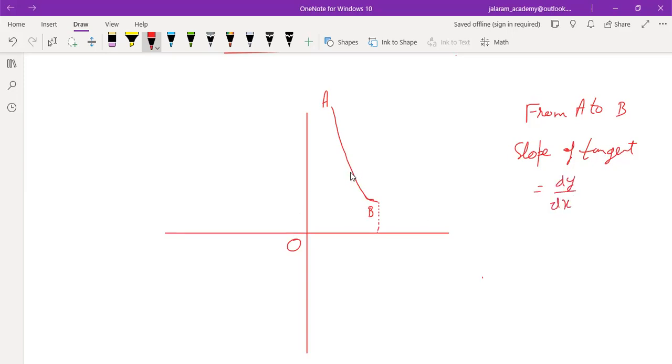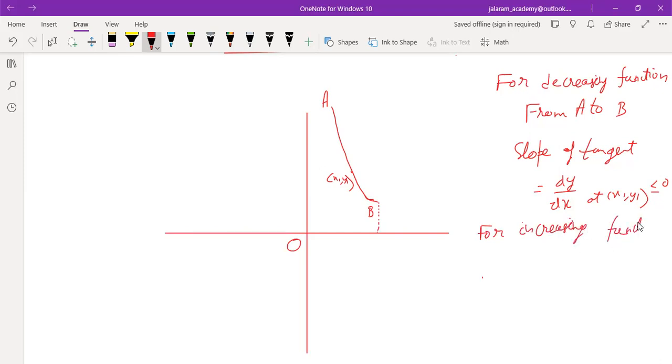if a point between A and B is x1 comma y1, then if we find dy by dx at this point for this given curve, it is always less than or equal to 0. This is for decreasing function. And for increasing function, what we have observed for increasing function? For B to C.